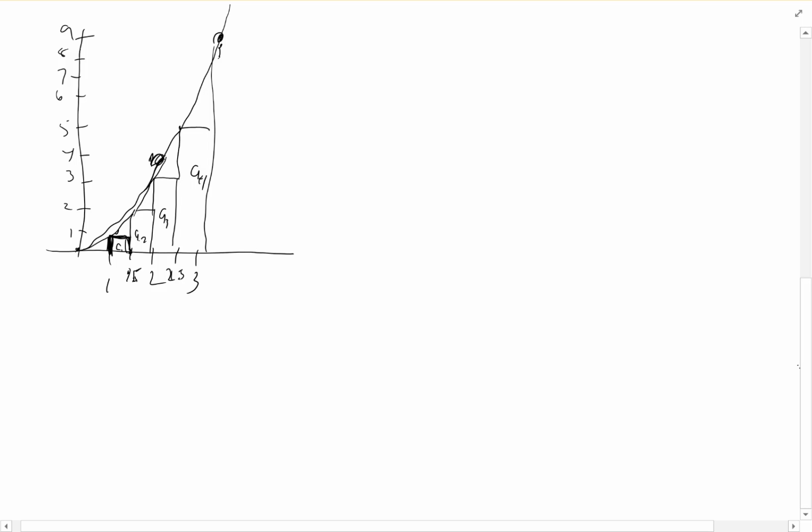The height of this first one, A1, is 1 unit tall, right? The y-coordinate here is 1. So it would be 1 times 1/2. The width is still 1/2. For 1.5, the height here is 1.5 squared, times 1/2 for area number 2. So 2.25 times 1/2, which would be 1.125.